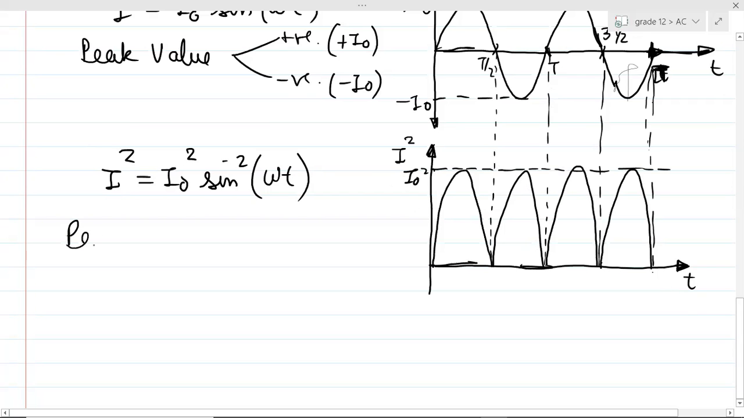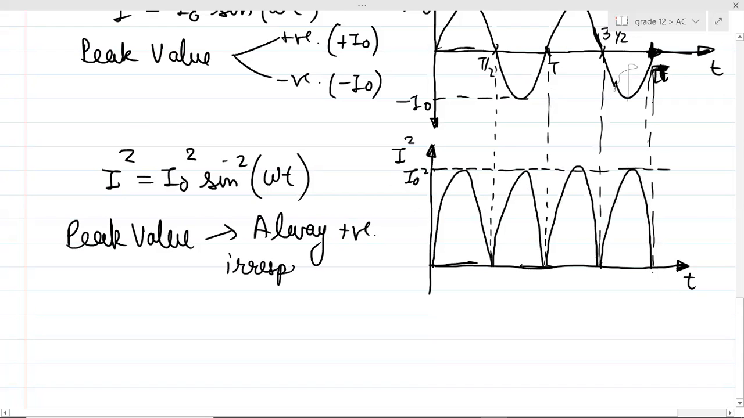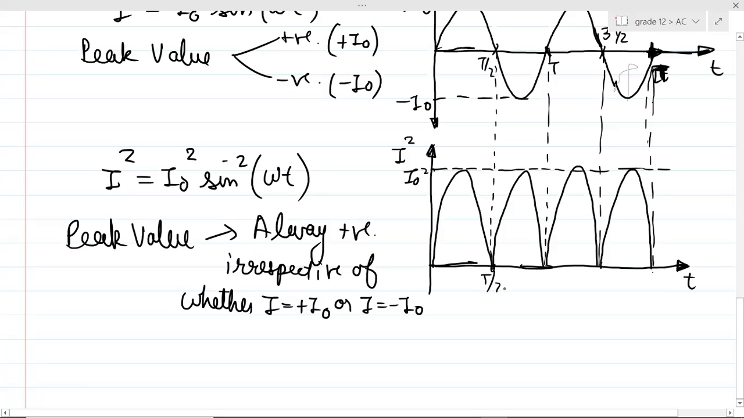So can you see in this case the peak values are always positive, irrespective of whether the current was plus I naught or minus I naught. Is this clear? Can you see this function is now repeating from here only. One more thing will also happen apart from this.